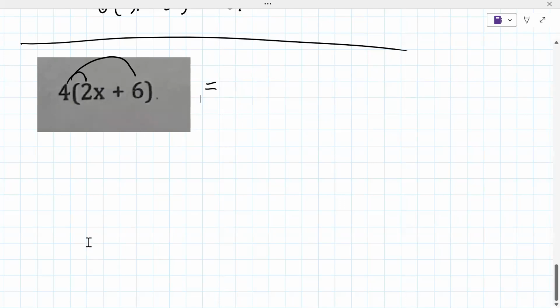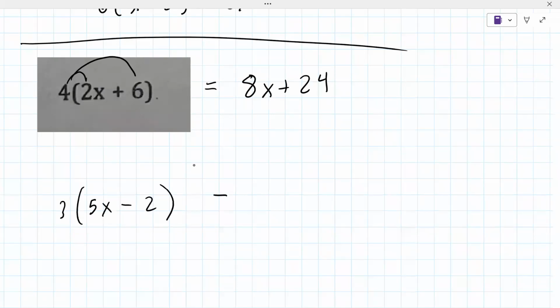8x plus 24. Very good. How about 3 times 5x minus 2? Can you tell me what that becomes? 15x minus 6. Very good.